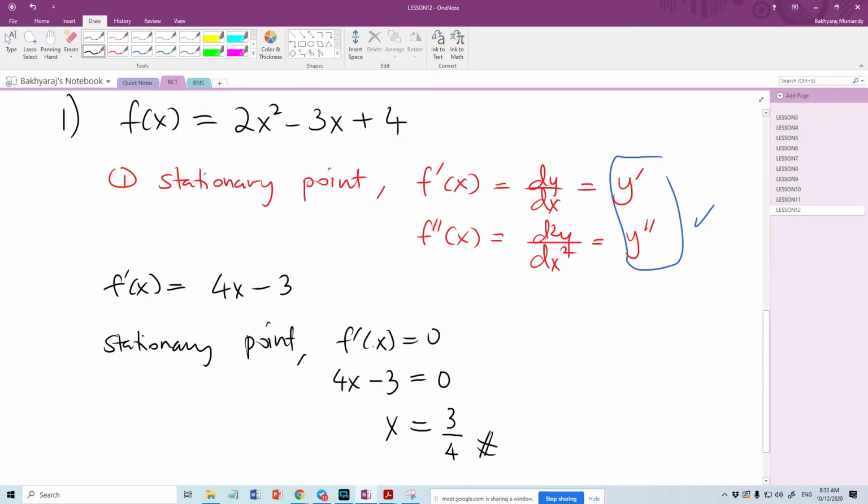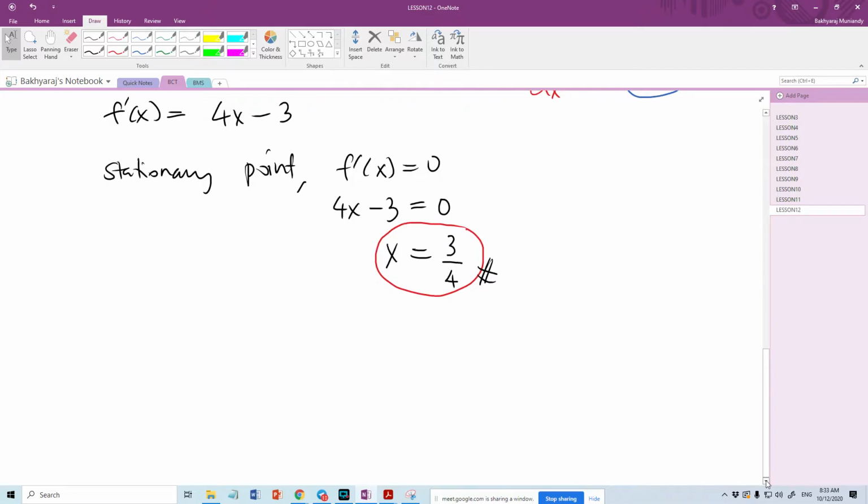Now you need to get the y, right? If you want to find y, then you substitute x back. Take this x and put it back into the function f of x, because when we put in x, we get its y. So what do you get here? f of 3/4 will be equal to, the function just now is 2 times (3/4) squared minus 3 times 3/4 plus 4. We try to get what the answer is.